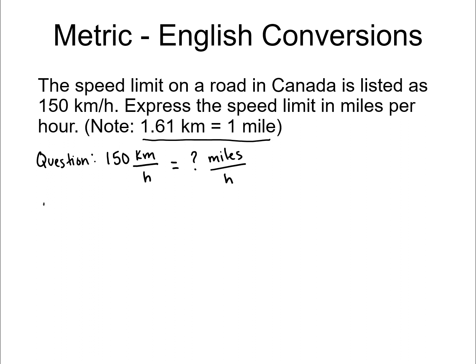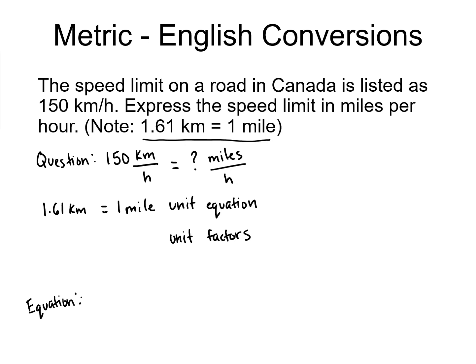We already know 1.61 kilometers is equal to 1 mile. That's our unit equation already given. What I want you to do is write out your unit factors and try to put together the equation you would use. So that means choosing the unit factor that will get you from kilometers per hour to miles per hour. I'll give you 5 minutes and then I'll check back in.